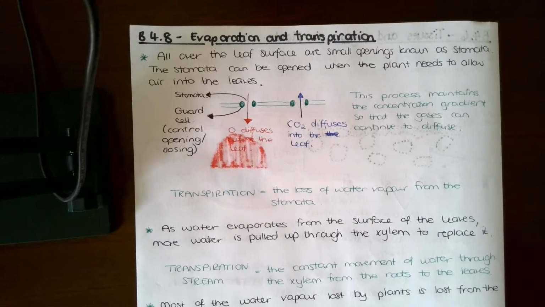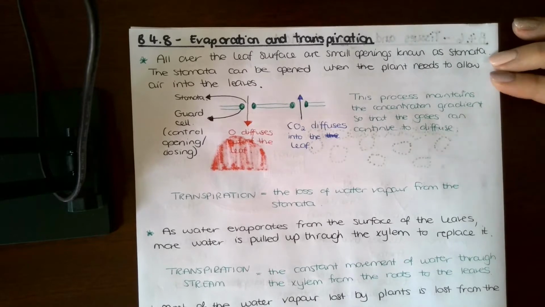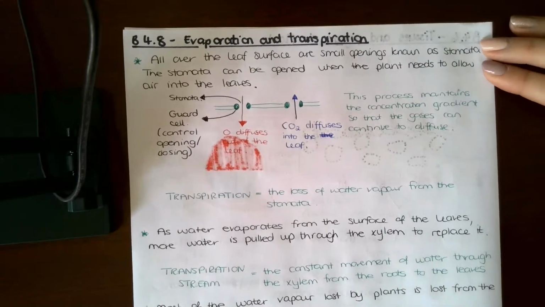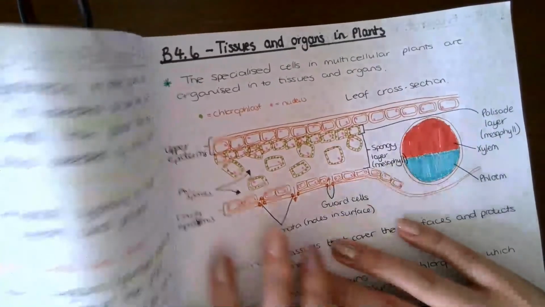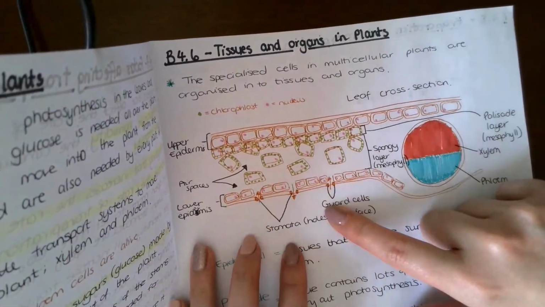B4.8, evaporation and transpiration. So in the previous video we looked at how different things are transported around the plant. We're going to look at why these are important now and how they actually happen. So all over the leaf there are small openings called stomata, and I showed you a picture of that in a previous video. I'll show you again quickly. So we've got the holes in the bottom leaf here, these are called stomata.